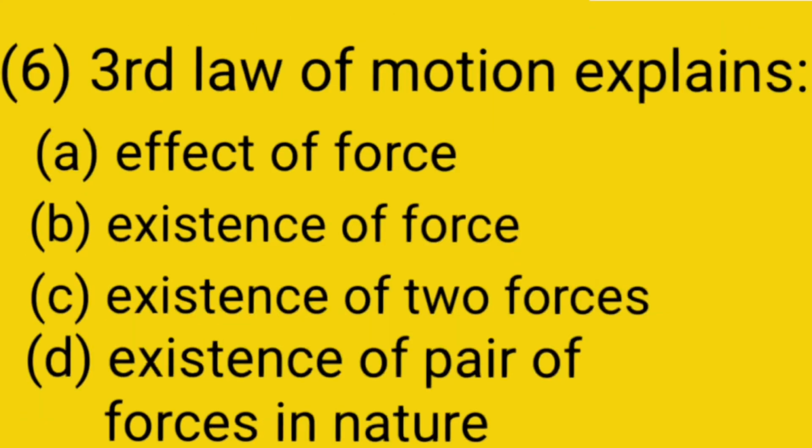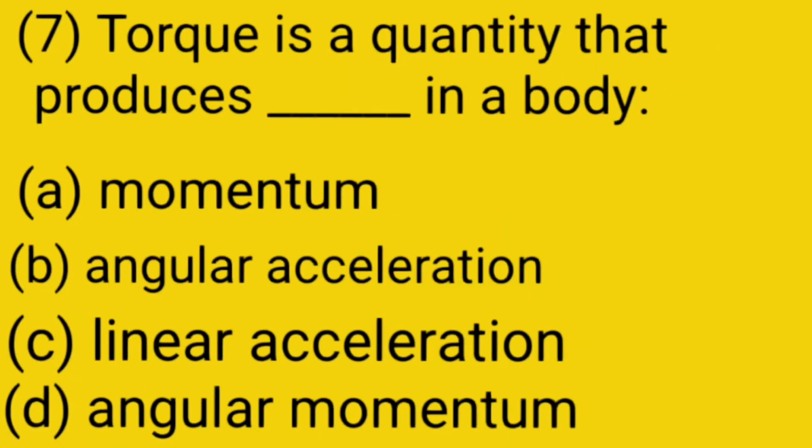Third law of motion explains. As we know, third law of motion explains that the action and the reaction are equal to each other. It means that the right option is D, existence of the pair of forces in nature. It means two forces, action and reaction, exist and form the third law. Now the seventh MCQ. Torque is a quantity that produces dash in a body. This is very easy. And the answer here is B, angular acceleration.